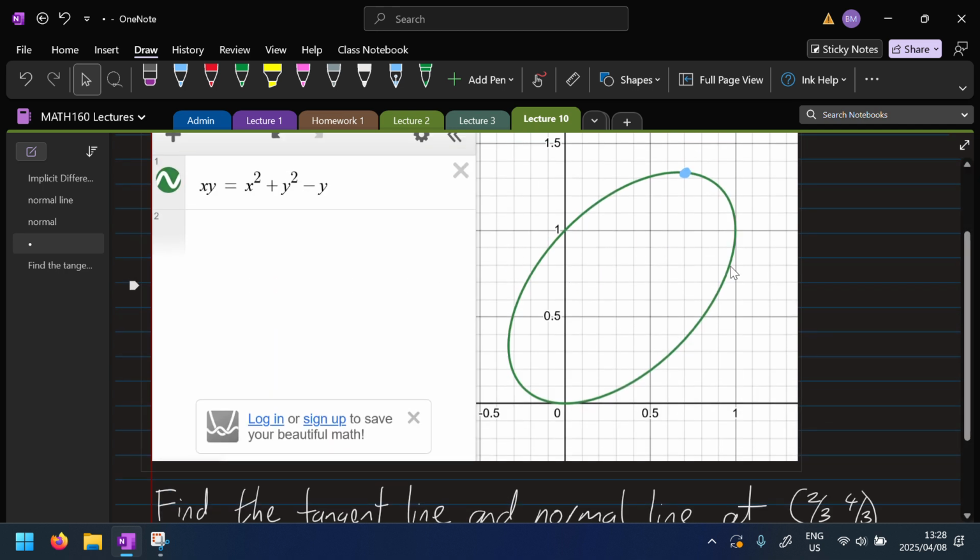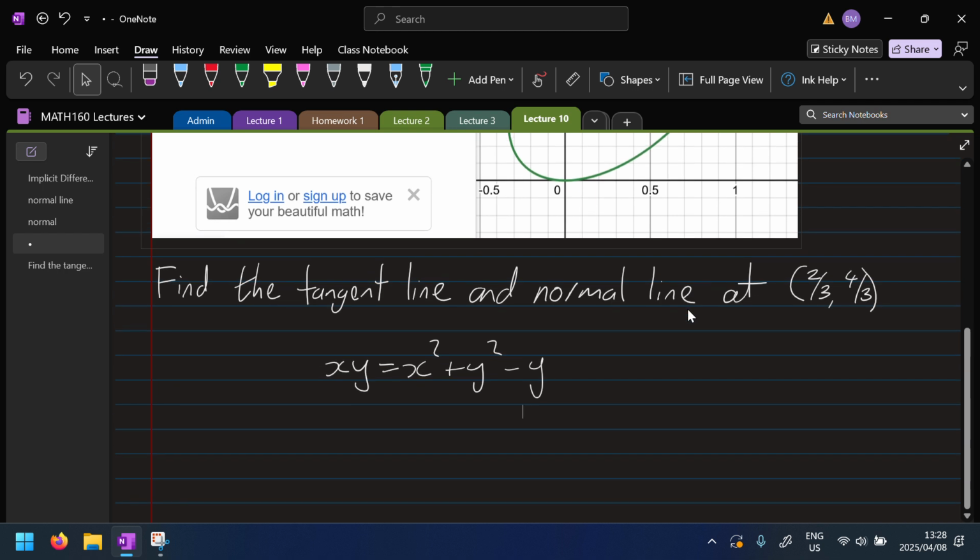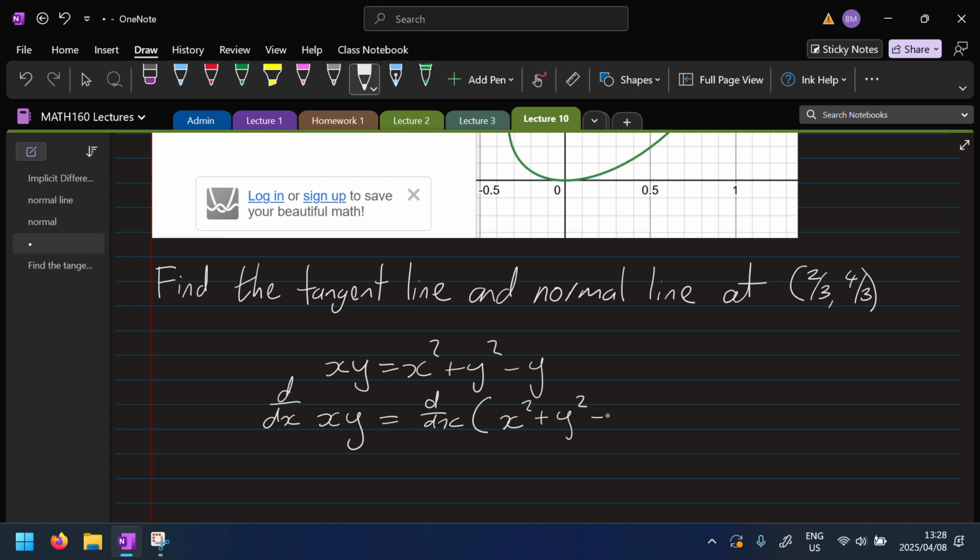Again, something like this, we can't write as y equals f of x. It's not a function. But we still would like to find the gradient and therefore find the tangent line and normal line. So d by dx on both sides. d by dx of xy equals d by dx of x squared plus y squared minus y.